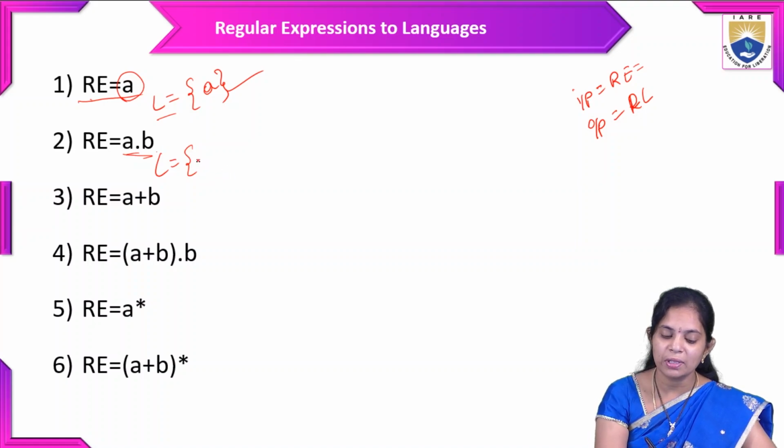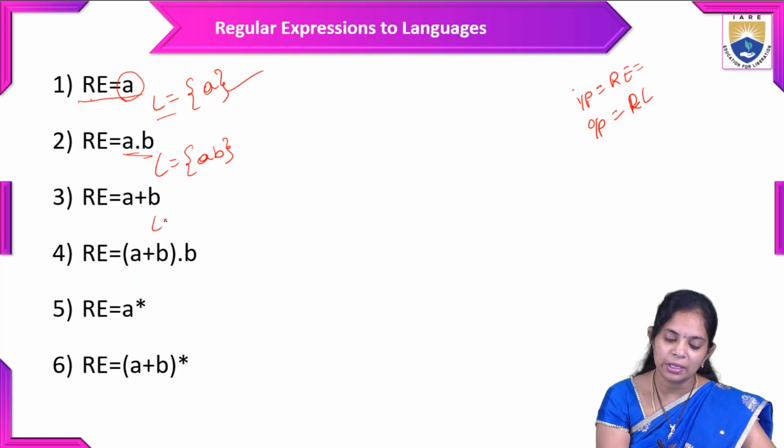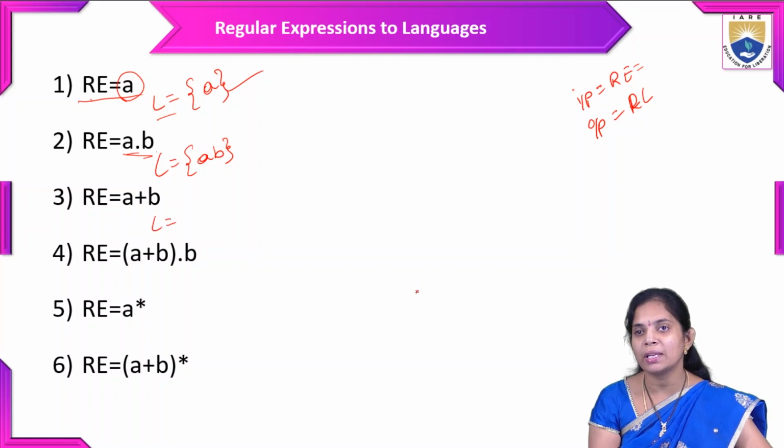So what is the language? The only string we have is AB. So the language is equal to {AB}. And here the next regular expression is A plus B.